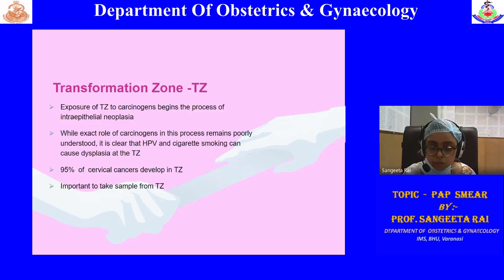Exposure of the transformation zone to carcinogens begins the process of intraepithelial neoplasia. While the exact role of carcinogens in this process remains poorly understood, it is clear that HPV infection and cigarette smoking can cause dysplasia at the transformation zone. And 95% of cervical cancers develop in the transformation zone. So that's why we are taking the sample from the transformation zone.